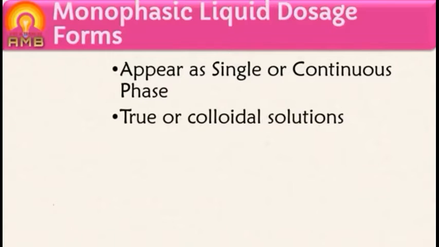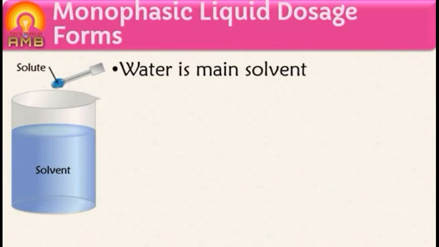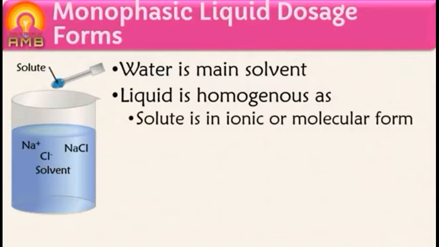The second form is tinctures. Tinctures are alcoholic or hydroalcoholic solutions of chemicals or soluble constituents of crude drugs. In GPAT there is a question: the preparation of alcoholic or hydroalcoholic solutions of chemicals or soluble constituents of crude drugs is called what, and the right answer is tinctures. The examples of these tinctures are orange tincture, ipecacuanha tincture and cardamom tincture.